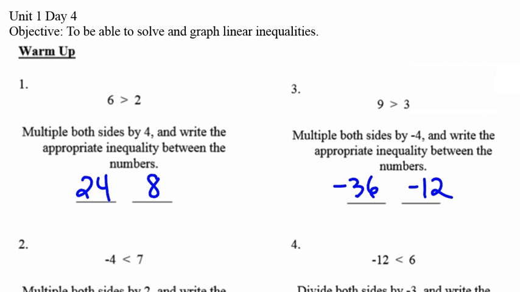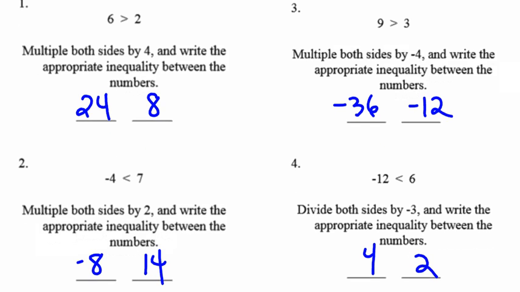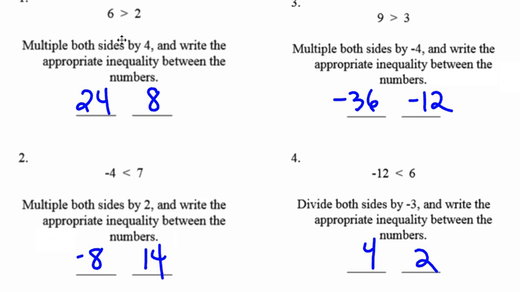If we've done arithmetic correct, these should be the results, right? Multiplying both sides by 4, we end up with 24 and 8. So the question is, what inequality would be appropriate to use? Well, if we're comparing 24 and 8, 24 is greater than 8, so we have our greater than sign, just like 6 is greater than 2. So again, multiplying by 4, a positive number, just made the numbers 4 times larger. It did not change the inequality.